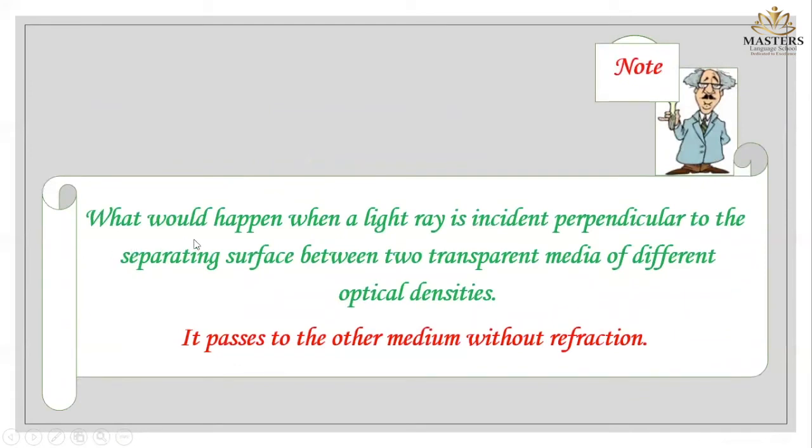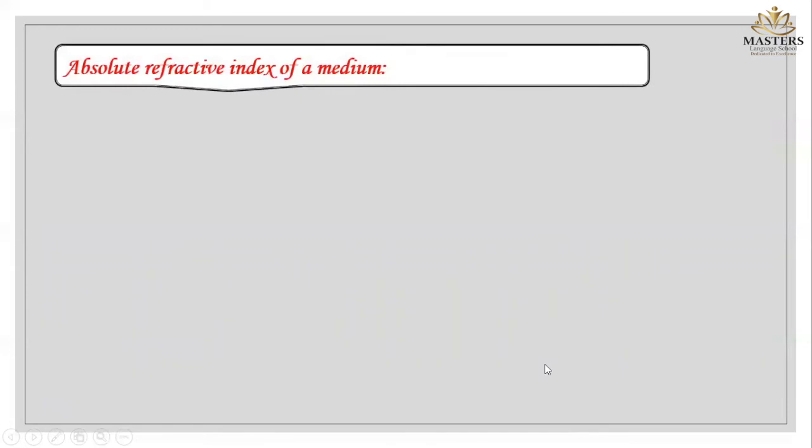What would happen when a light ray is incident perpendicular to the surface between two transparent media of different optical densities? It passes to the other medium without refraction. It will pass without refraction. If the light is perpendicular from one medium to another, there is no refraction.